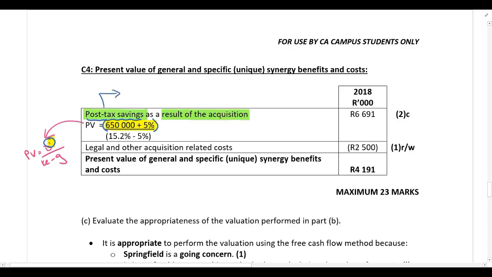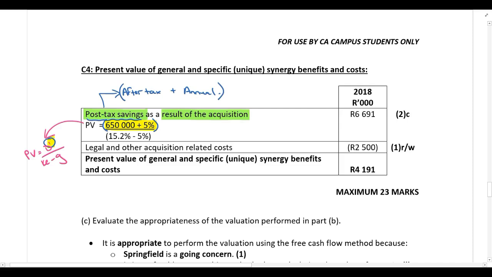So two important things. This must be after tax and it must be annual. If they give you a monthly saving, you need to multiply by 12. If they give you a saving before tax, you need to multiply by 72% to get the after-tax saving. All right.